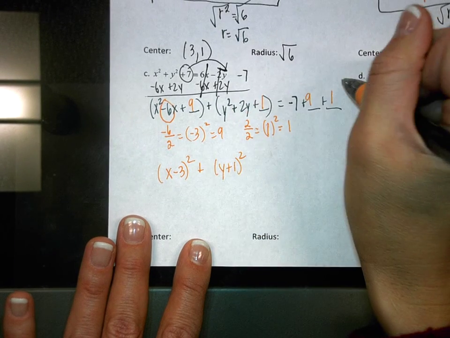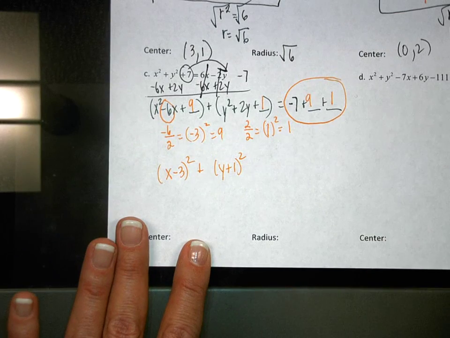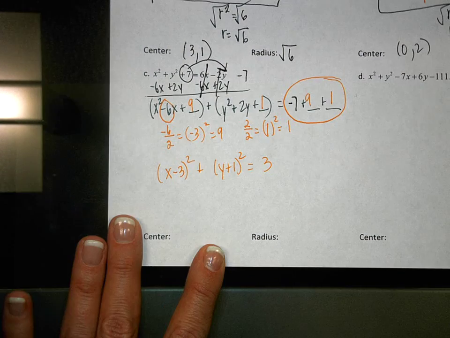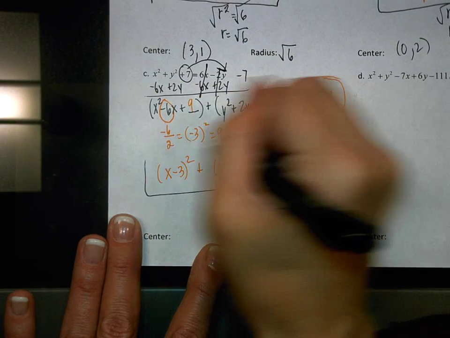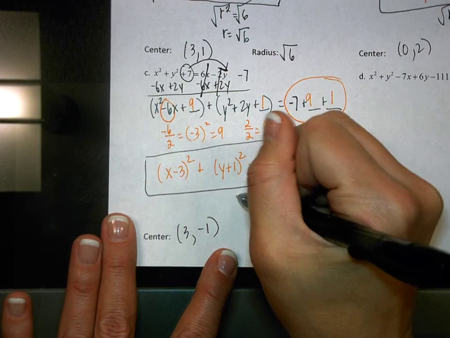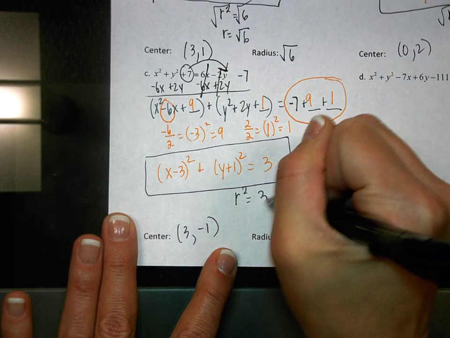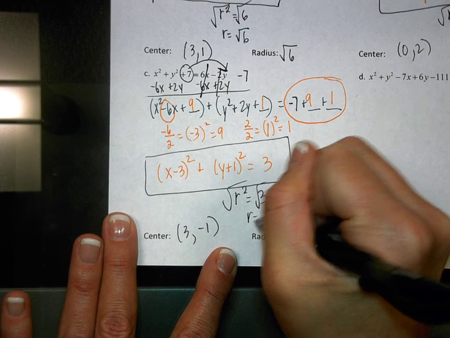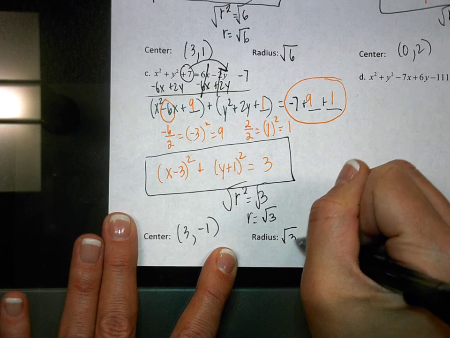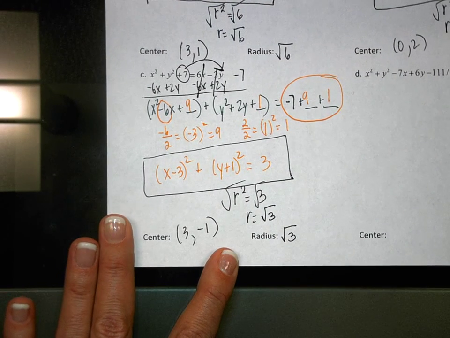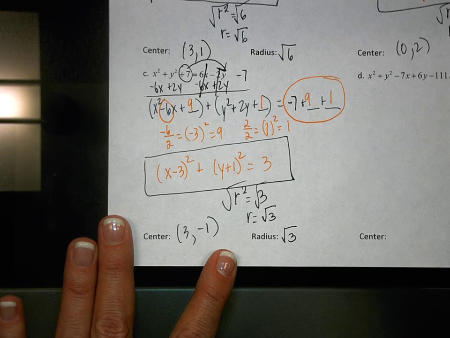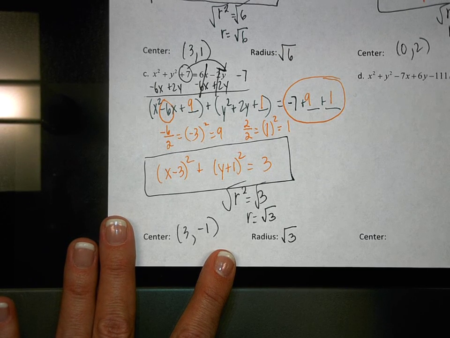And then we combine all these numbers here together, and we get positive 3. Okay, so we have our equation. What is my center? 3 comma -1. Good. 3, -1. And radius, we're going to go r squared equals 3, so that means that r equals radical 3. Radical 3. Okay, are we good?